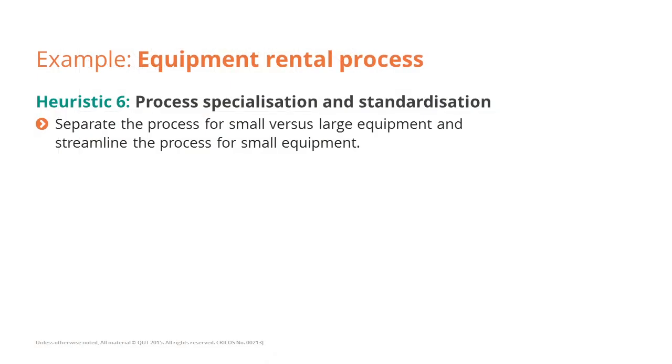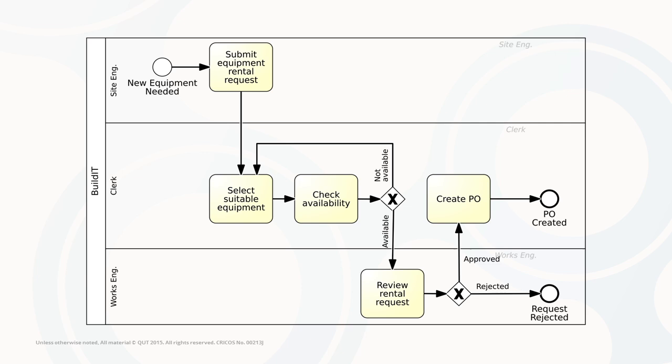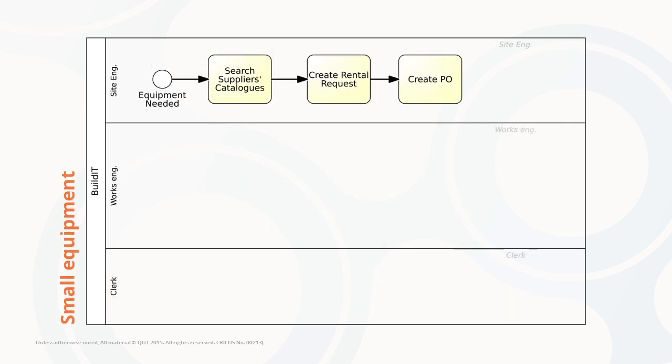Heuristic 6 tells us to consider the trade-off between having a single process and having multiple variants of the process. Currently, we have a single process that is performed for small equipment and for large equipment. The same sets of approvals are performed for each of them. The same handovers are performed for each of them. But for small rental approvals, we might want to have a much more streamlined approach that allows site engineers to almost instantly get their small pieces of equipment.